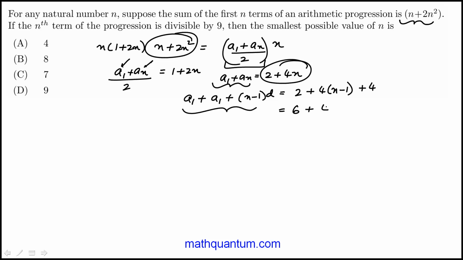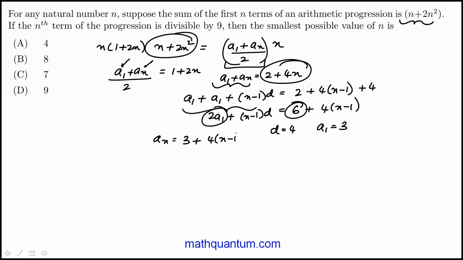So that becomes 6 plus 4 times n minus 1. This is 2a1 plus n minus 1 times d. And you'll note from this that d is 4, and then a1 is 3. And that means that the nth term here is 3 plus 4 times n minus 1, and I can rewrite this as 4n minus 1.